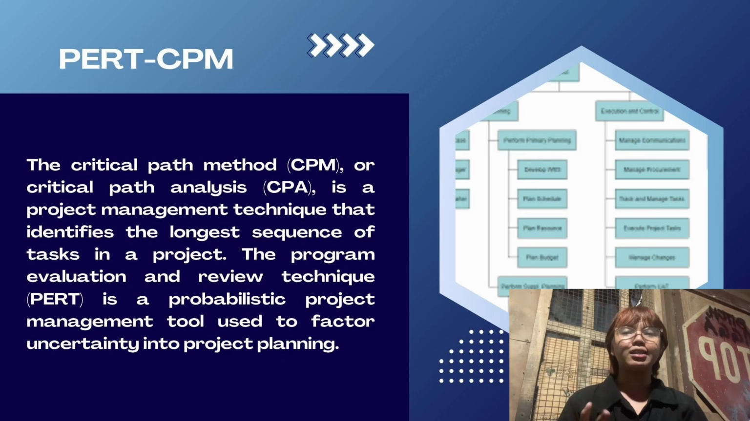So this is a project technique that focuses on identifying the longest sequence of dependent tasks within a project. This longest sequence is known as the critical path. It determines the overall duration of the project. PERT, on the other hand, is described as a probabilistic project management tool that is used to introduce uncertainty into project planning. So, next slide, please.